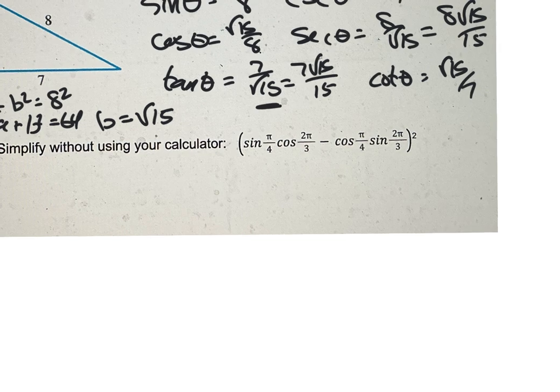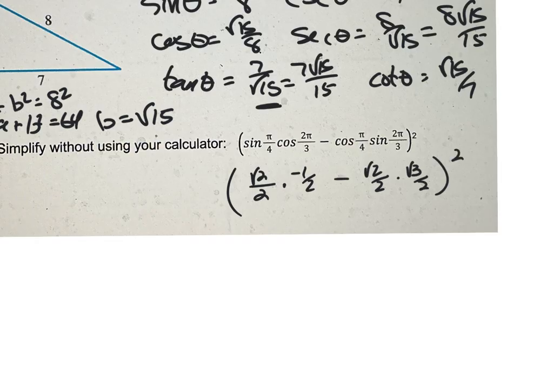Here's the values you know. Okay, so here I go. Sine pi over 4 is square root of 2 over 2. Cosine 2 pi over 3, that's quadrant 2. That's negative 1/2. So I'm going to multiply those two. Minus cosine pi over 4, square root of 2 over 2. Sine 2 pi over 3 is quadrant 2, but it's positive. And then I'm going to multiply that out and then square everything.